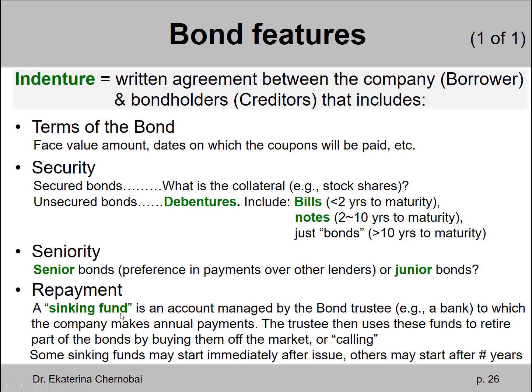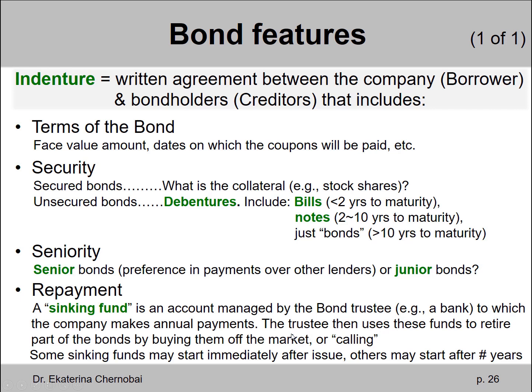So we have a company that sells bonds. We have investors who buy those bonds. There could be a third party, a sinking fund, between the company and the investors. The role of a sinking fund is that the company will be making annual payments into this sinking fund. So it could be some sort of bank. And then this bank, this sinking fund, will use the money that accumulates in it to, so to speak, retire part of the bonds. In other words, it will buy them back from the market, from the investors' hands. They're no longer circulating among the investors. They're removed from the market. And this is called calling bonds.